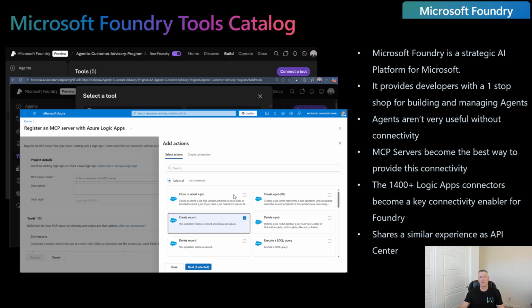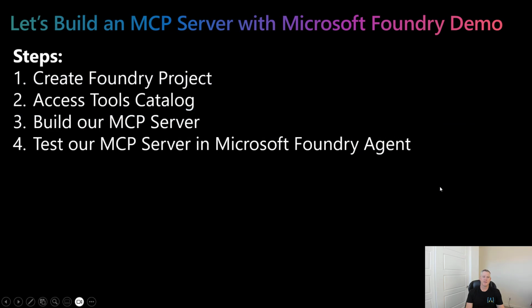So let's go ahead and show this in action. The steps that we're going to perform, and I'll take you through them one by one, are: we're going to create a Foundry project. We'll then access the tools in that catalog. We'll build our MCP server, and then we'll test our MCP server. In this case, we're going to do that using a Foundry agent as opposed to using VS Code. But once again, I just wanted to show you another way in which we can call our Logic Apps MCP servers.